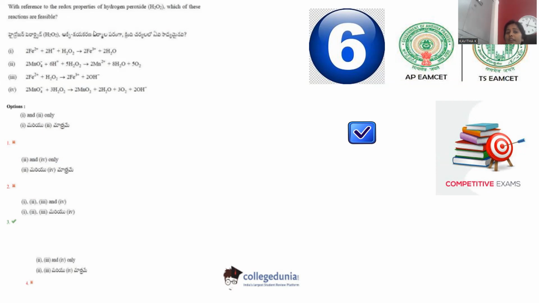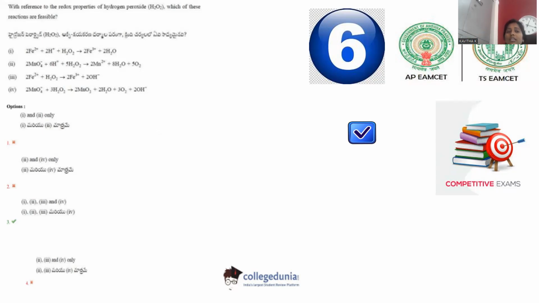Redox properties of hydrogen peroxide means hydrogen peroxide has the tendency to reduce other substances and oxidize other substances as well. Being a redox one, if an oxidizing agent is there, it will reduce. If a reducing agent is there, it will oxidize. So both properties are possible. It is able to reduce the other thing and oxidize the other thing as well. That depends upon the nature of the second one.